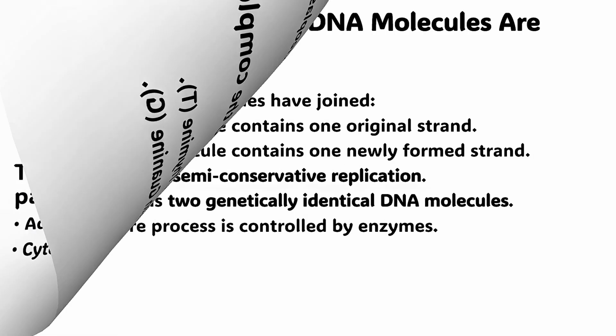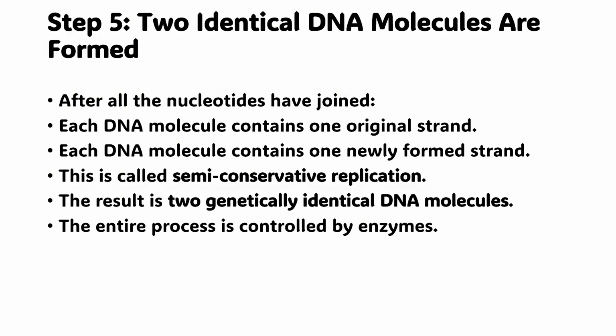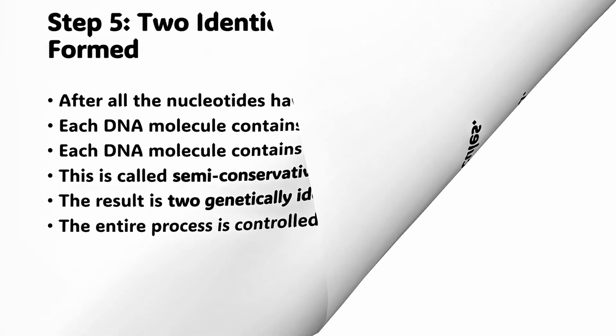Step 5. Two identical DNA molecules are formed. Each DNA molecule contains one original strand. Each DNA molecule contains one newly formed strand. This is called semi-conservative replication. The result is two genetically identical DNA molecules. The entire process is controlled by enzymes.